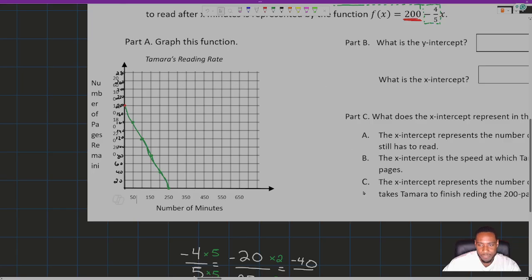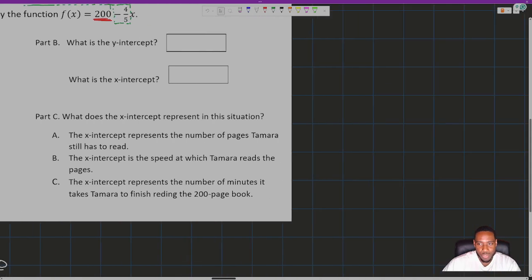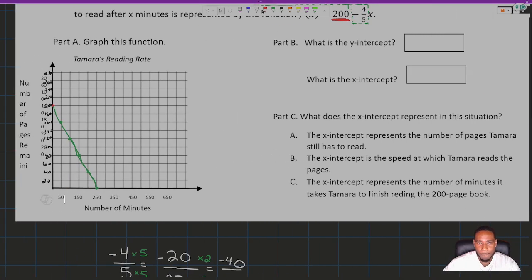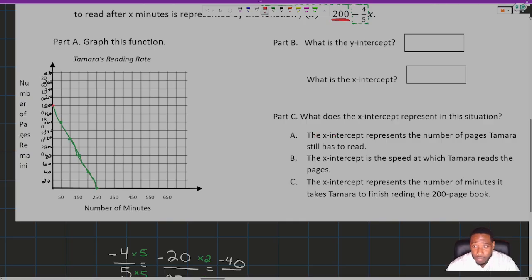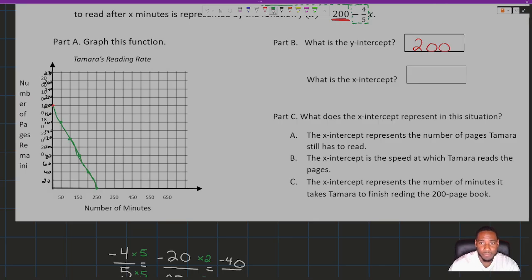So then it says, what is the y-intercept? We said that up top here, that is at 200. What is the x-intercept? We see based on our graph here that is at 250.